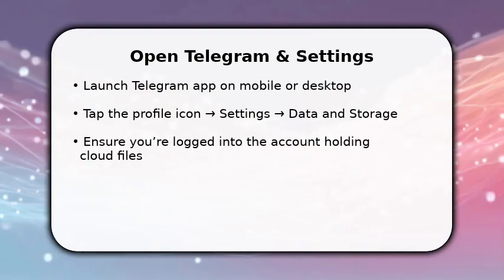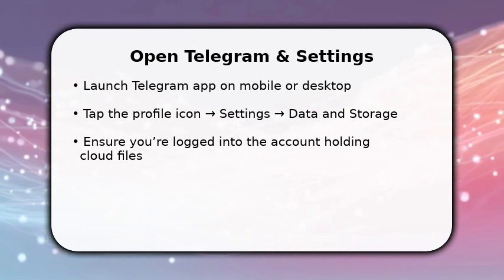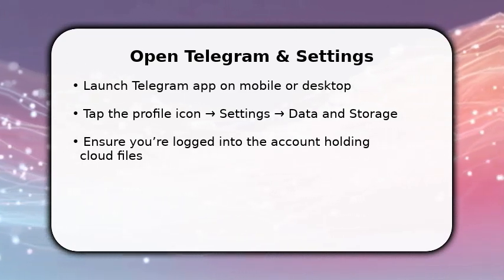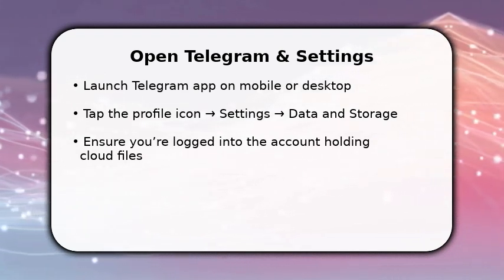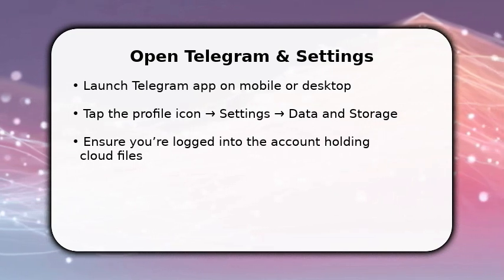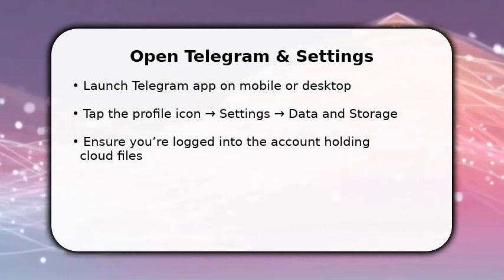You start by opening Telegram and going straight to Settings. This places you where storage controls live. Once there, choose Data and Storage to view storage usage and cached media. Make sure you're on the correct account because deletions apply globally to that account's cloud.